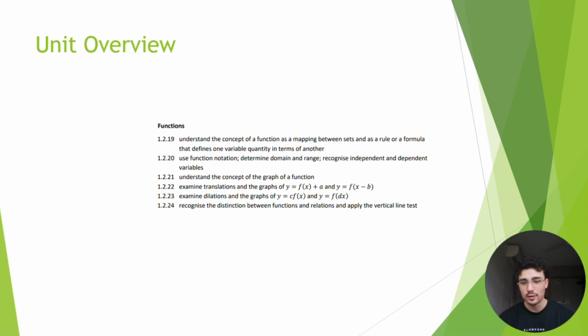Then we're going to move over into transformations. So we deal with translations, both horizontal and vertical. We deal with dilations and reflections, both horizontal and vertical as well. And this is going to be something you've seen and hopefully can relate to in the previous videos. Finally, we'll have a look at the distinction between functions and relations, and we can distinguish between them using the vertical line test. So let's get started.